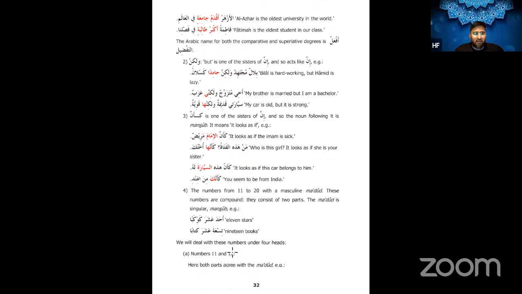There's a mistake there. Yeah, so that's right. Ka'annaha, ha is the ism of ka'anna. Ukhtuka is the khabar. And then ka'anna hadihi as-sayyara, hadihi as-sayyara is the ism of ka'anna and lahu is the khabar. And then ka'annaka, ka is the ism of ka'anna, min al-Hindi is the khabar.